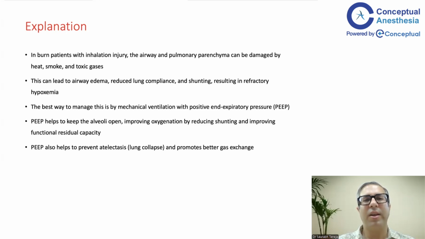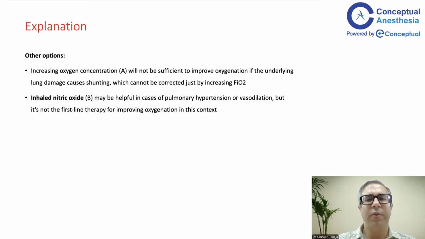The best way to manage it is to intubate the patient, start positive end-expiratory pressure, and give high FiO2. PEEP also helps to keep the alveoli open, improving oxygenation by reducing shunting and improving functional residual capacity. It also prevents atelectasis. We talked about other things also, but inhaled nitric oxide, as I wanted to tell you, is only useful in patients with pulmonary hypertension.